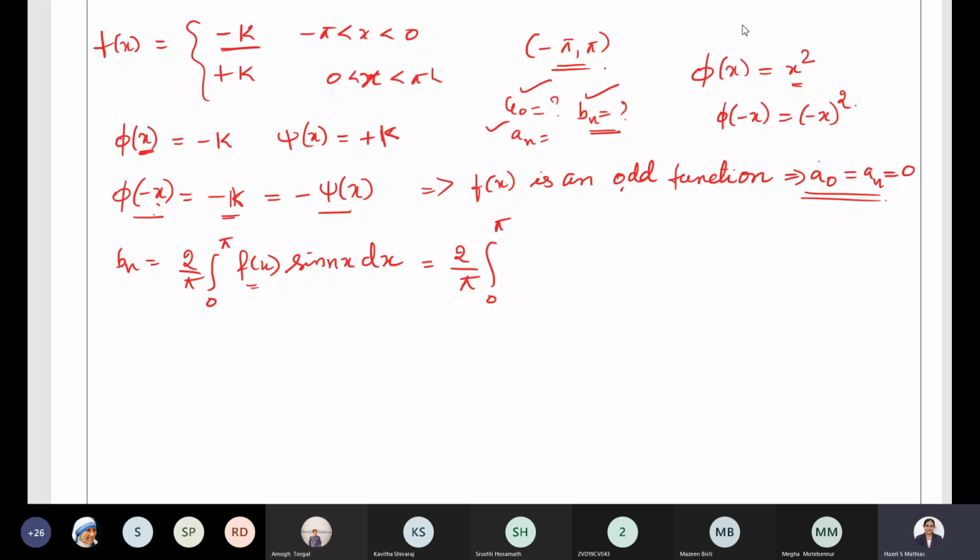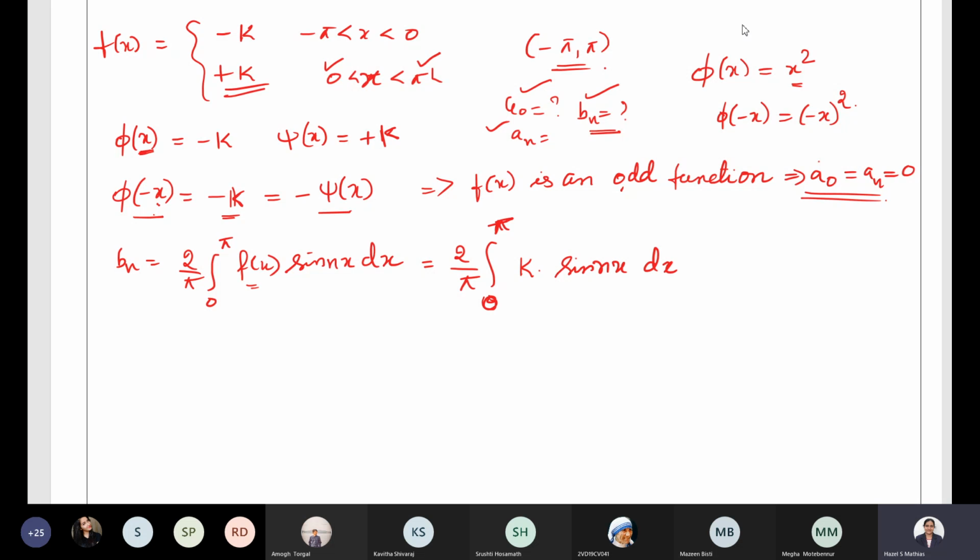Now tell me. Others, you all tell me the answer. What is f of x? It is k. Why is it k? It is 0 to pi. In the interval 0 to pi, what is f of x? It is plus k. That's why it is k into sin nx dx.